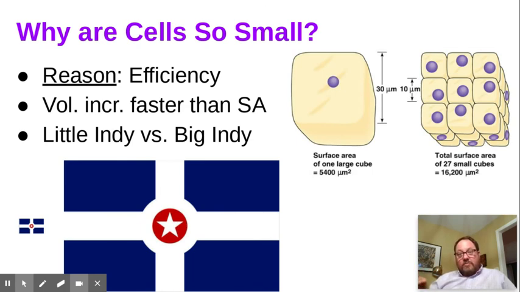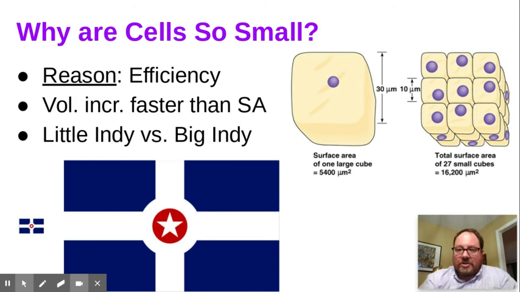Volume is cubed, but surface area is squared, right? So surface area is in the numerator, volume's in the denominator. The denominator gets bigger and bigger, faster and faster. So what happens is as cells get bigger, surface area to volume ratio goes down. Please commit this to memory because they ask questions related to this all the time on the AP exam. Cells get bigger, surface area to volume ratio goes down. So that means basically that smaller cells are more efficient.